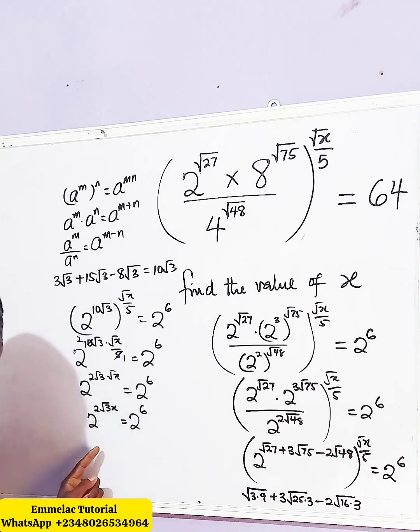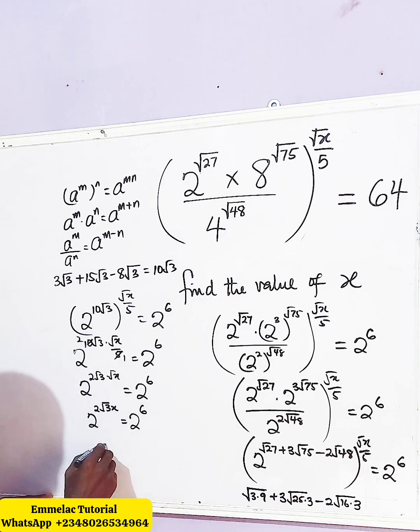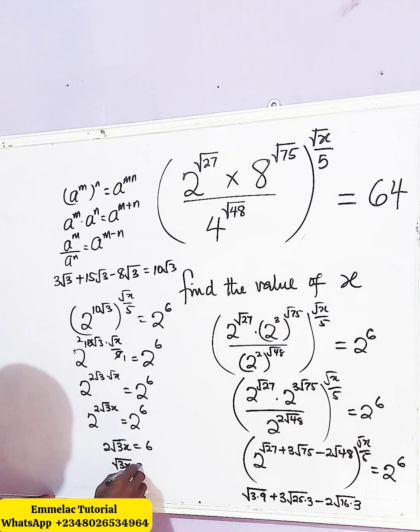Now, since we have the same base, it means by comparison, this exponent is equal to 6. So here we have 2 root 3x, then equals what? 6. Let's divide both sides by 2. By dividing both sides by 2, we are left with what? Root 3x equals what? 3. Now, squaring both sides, this will undo the square root. So we are left with what? 3x, then equals what? 9.